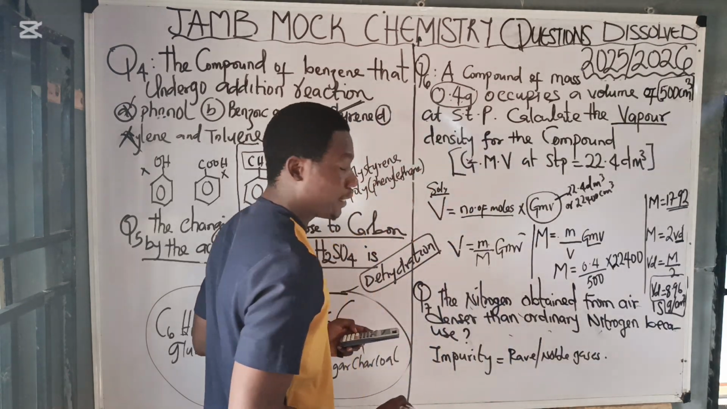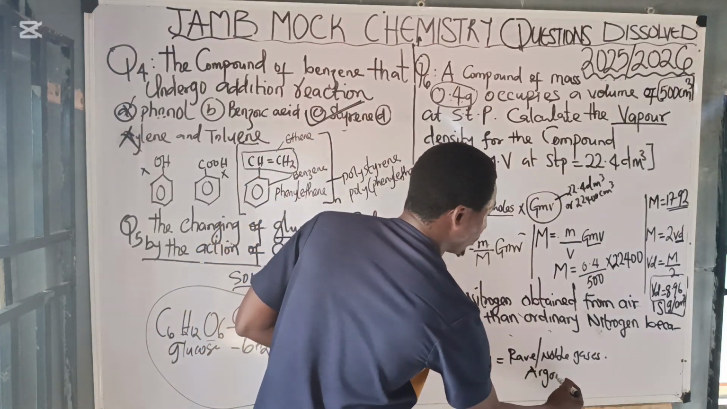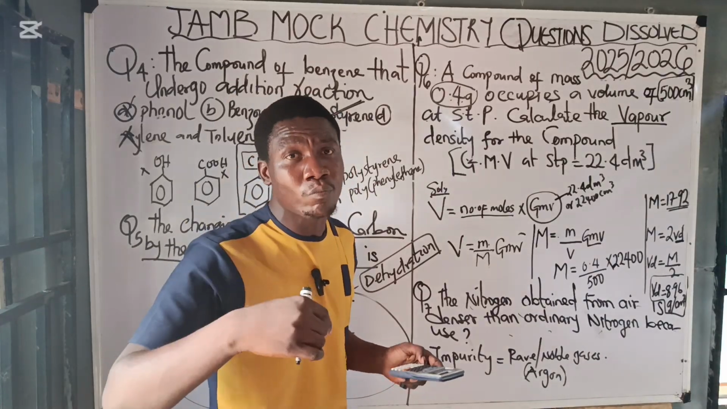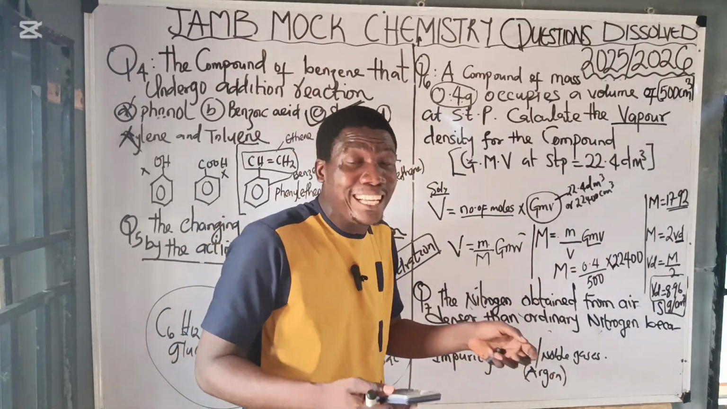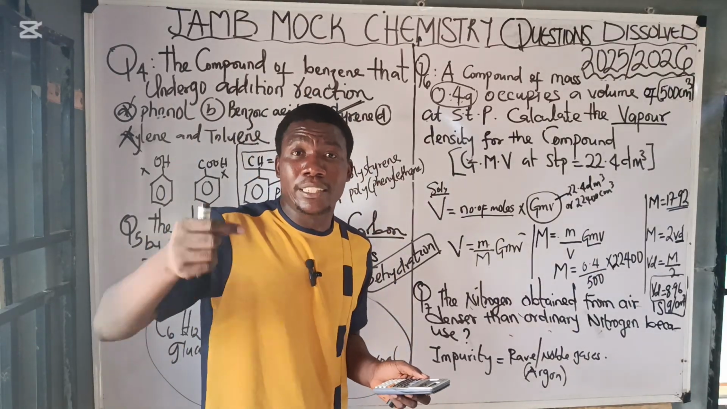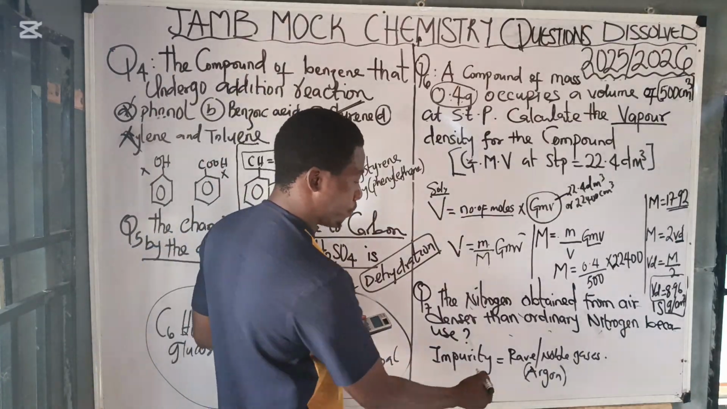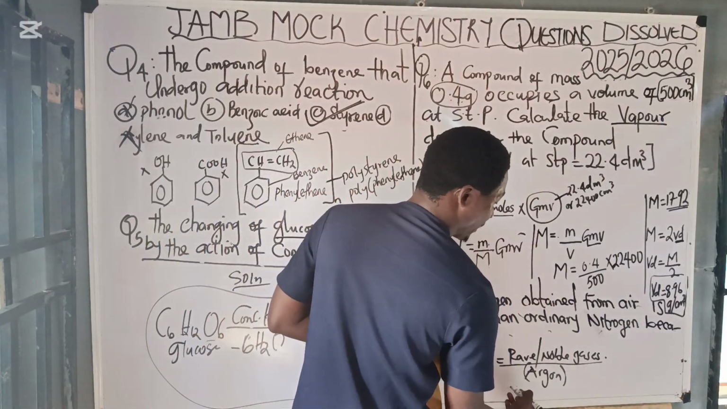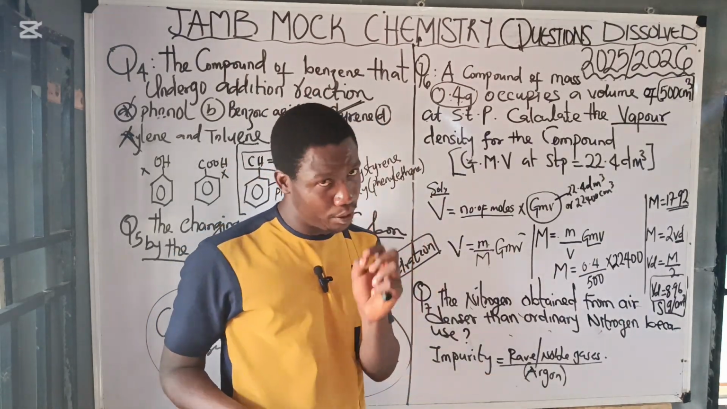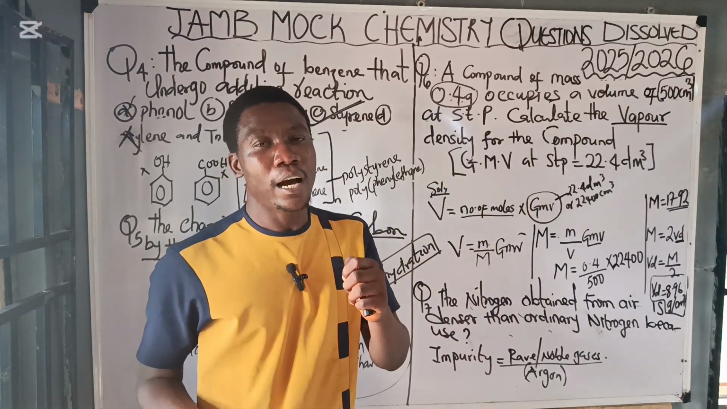Okay, noble gases. Now don't forget that the most abundant noble gas in the air is your what? Your argon. That's the most abundant noble gas in the air. But when nitrogen is gotten from air, you have rare gases attached to it as what? Impurity. So that is why the nitrogen obtained from air is denser than ordinary nitrogen. Why? Because of the presence of rare or noble gas as well. Impurity. An example of a noble gas is your what? Argon. And I said argon is known as the most abundant noble gas in the air atmosphere.